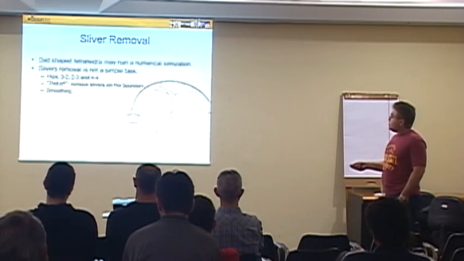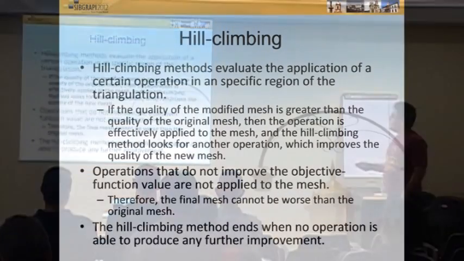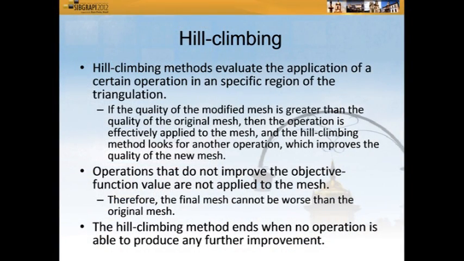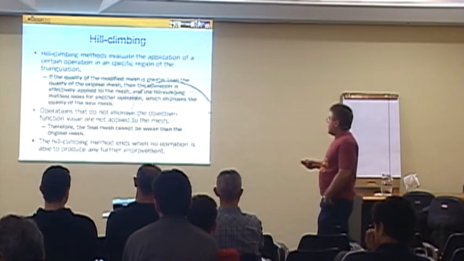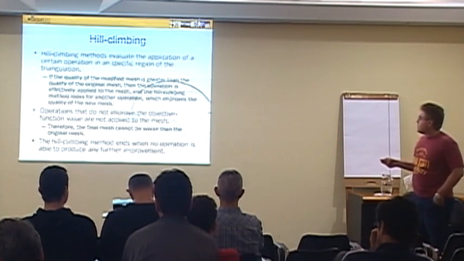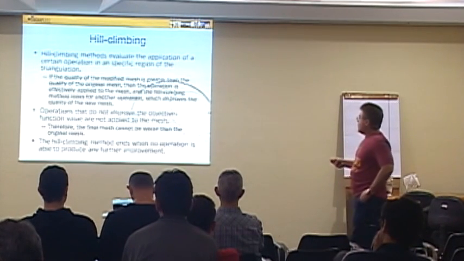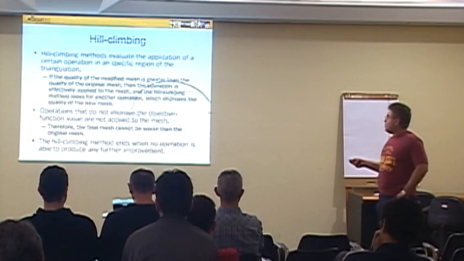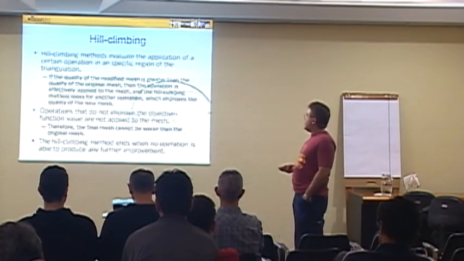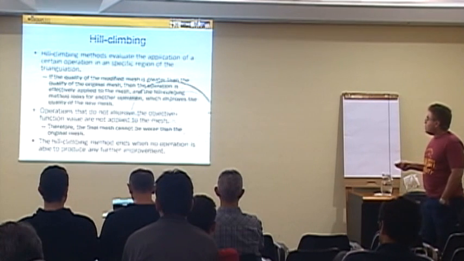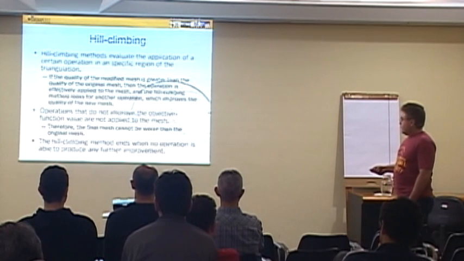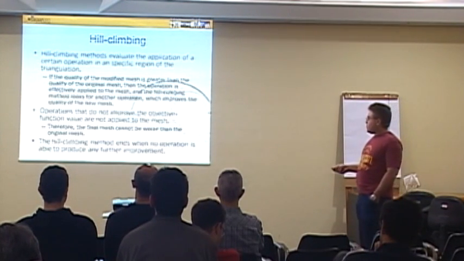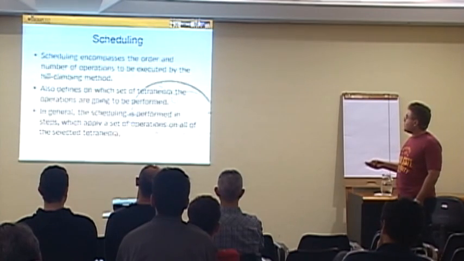And we can also use smoothing to remove the tetrahedra. Hill climbing methods evaluate the application of a certain operation in a specific region of the triangulation. And if the quality of the modified mesh is greater than the quality of the original mesh, then the operation is effectively performed. Otherwise, we do not apply the operation. Operations that do not improve the objective function are not applied to the mesh. And the hill climbing method ends when no operation is able to produce any further improvement.